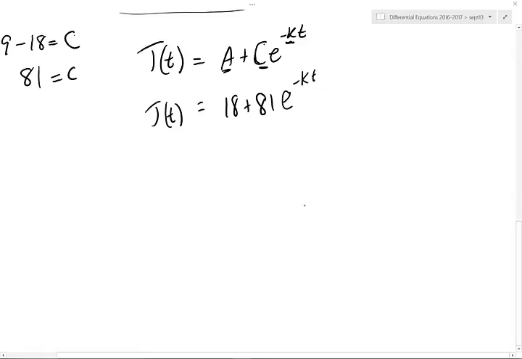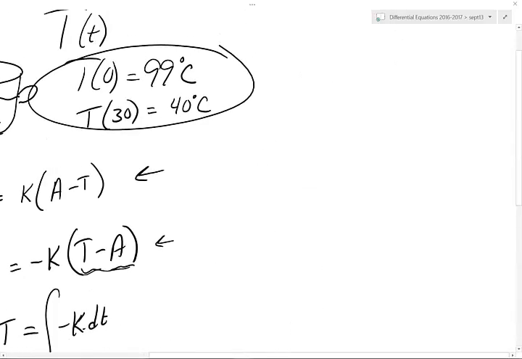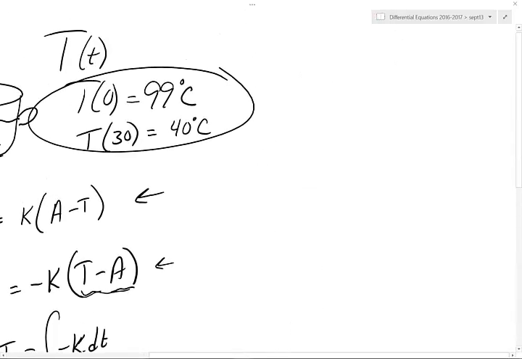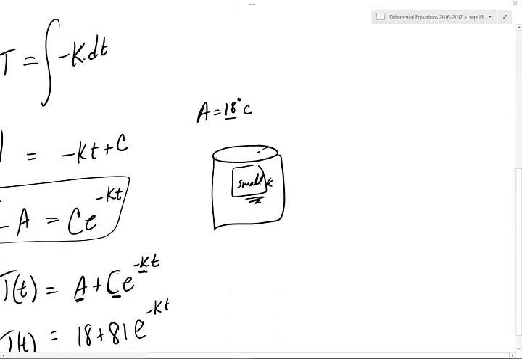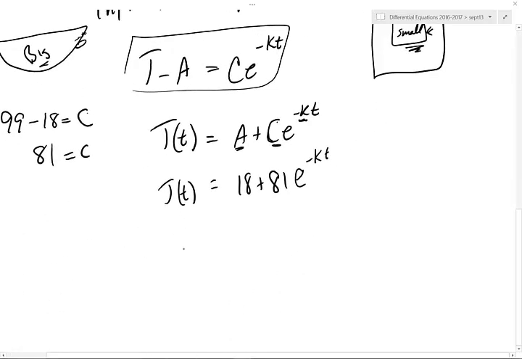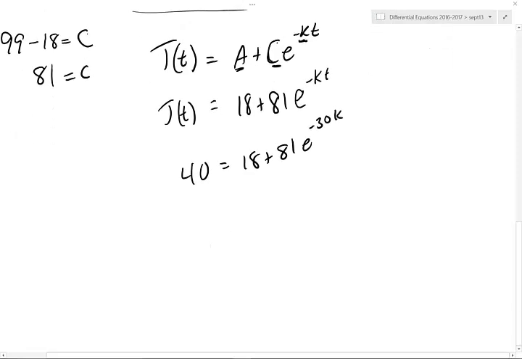Now again, k, I'm going to get that from actually observing the problem. And so I've observed it was this initially, it's down to this later on, so let's plug that in. When t equals 30, we're going to be down to 40. Now, of course, it's going to look something like that. If I subtract the ambient, I'm going to get 22 divided by 81.